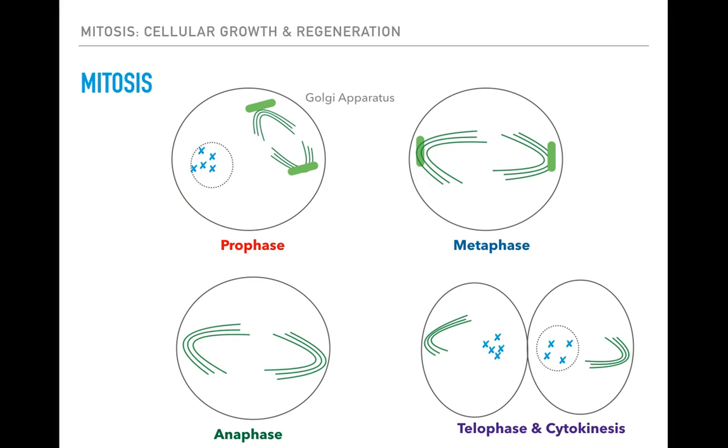Next, the nuclear envelope that surrounds these chromosomes begins to break down, exposing the chromosomes and also setting the stage for the centromeres to move towards the opposite side of the cell.